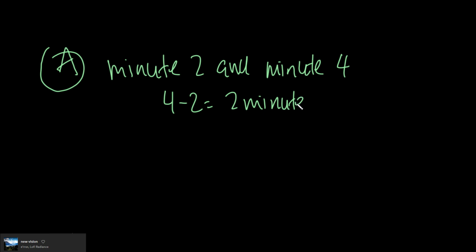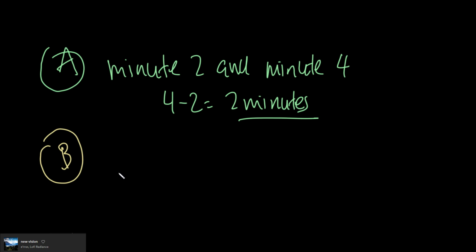So for my statement A, I know that between minute 2 and minute 4, my distance is not changing. So if my distance is not changing, then Chen has stopped. So minute 2 and 4, 4 minus 2 equals 2 minutes. So Chen has only stopped 2 minutes, which means this statement is false. So A cannot be our answer here. Let's look at B.